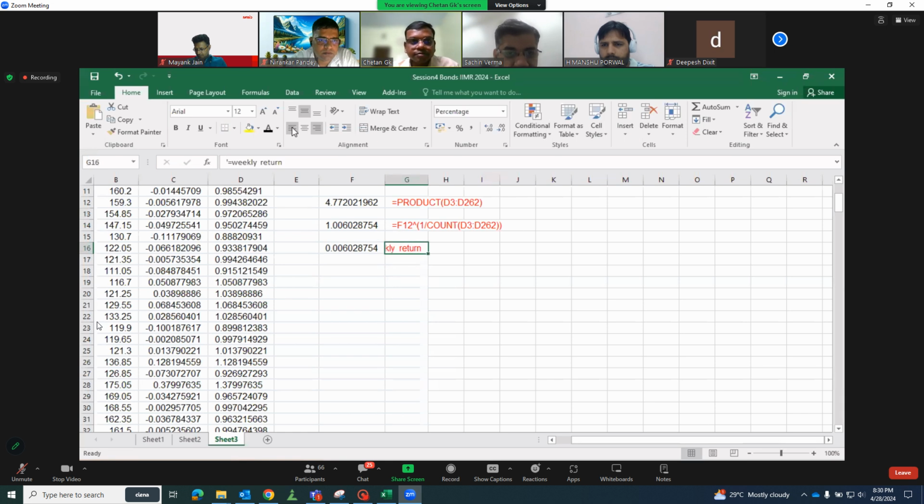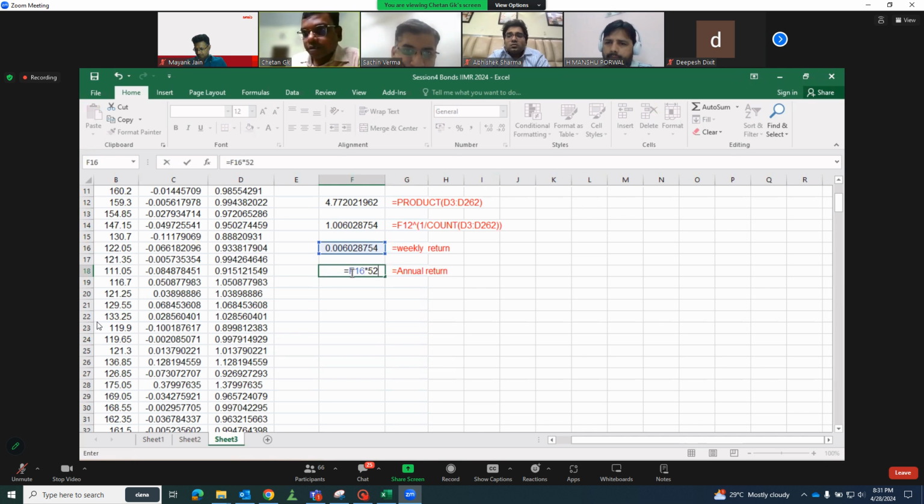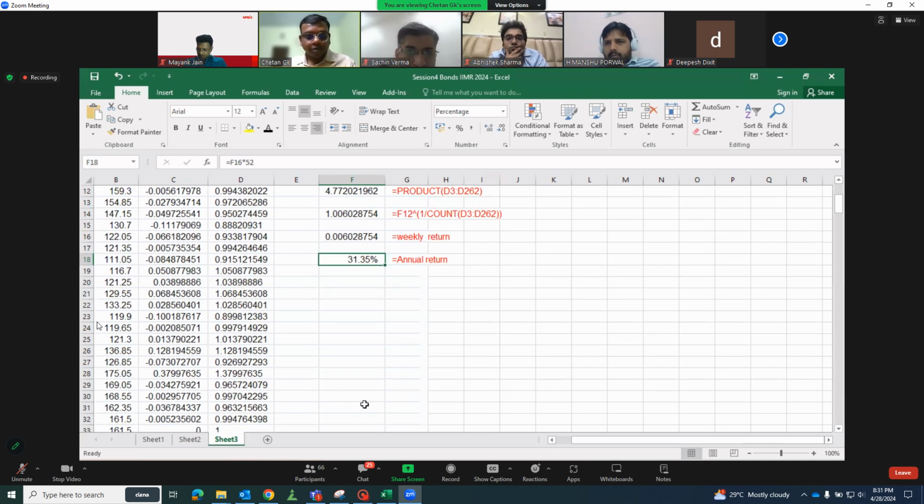What is this? Weekly return, 0.6%. What we require is the annual return. So how to compute the annual return? Multiply by 52, because there are 52 weeks in a year. How much is the CAGR return we got? 31%. How many understood? Please write it in the chat box.